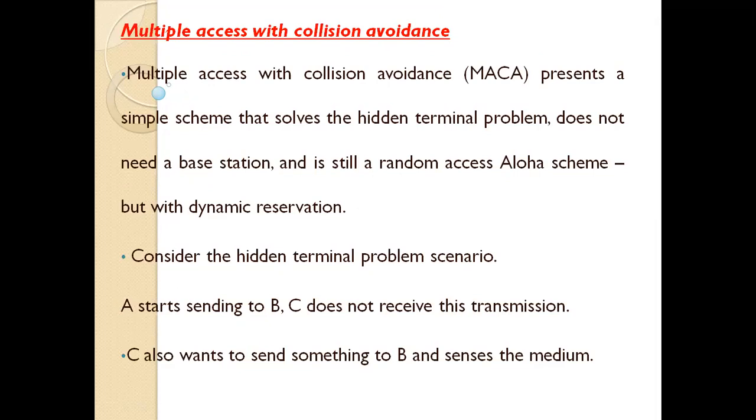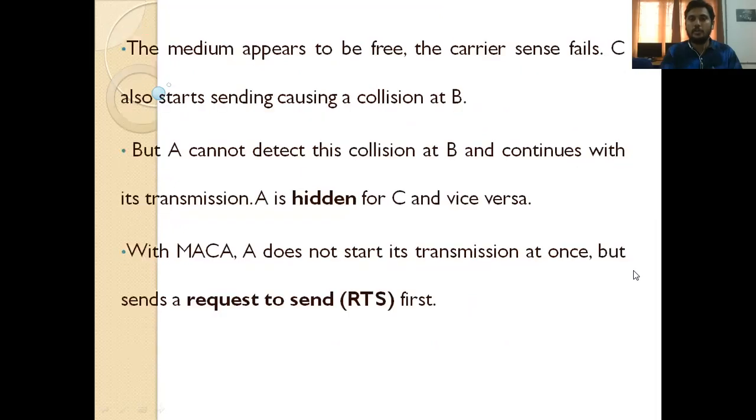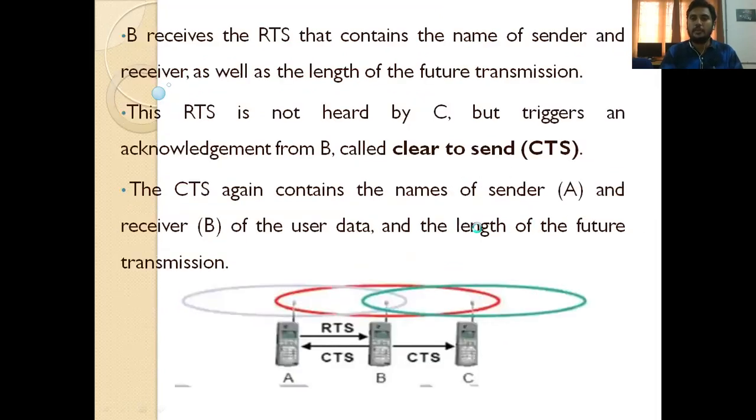What we discussed in the earlier part of this video were the hidden and exposed terminal problems. We can avoid the hidden and exposed terminal problems by using multiple access with collision avoidance. Here we use frames called RTS and CTS frames. The RTS frame is called request to send, and the CTS frame is called clear to send. By using these two frames, we can avoid the hidden terminal problem and the exposed terminal problem.